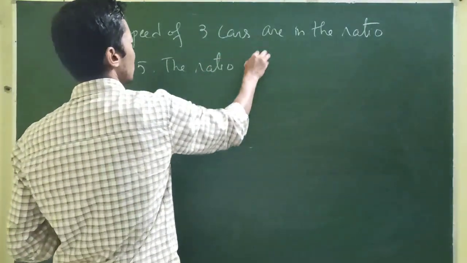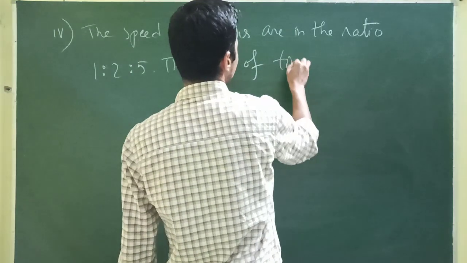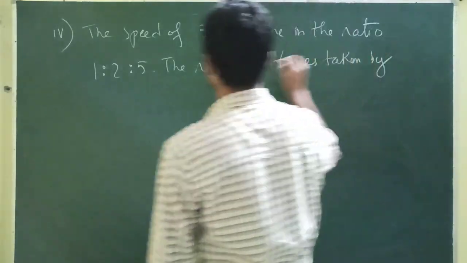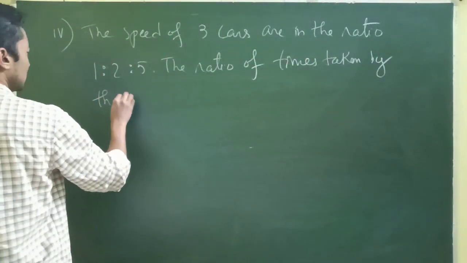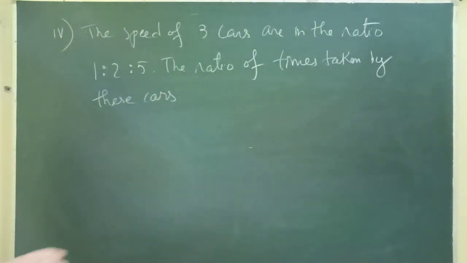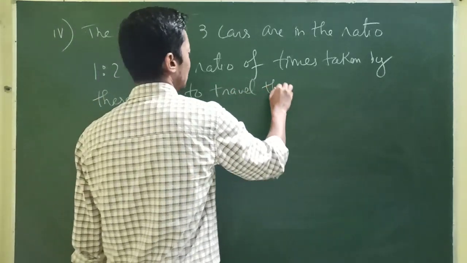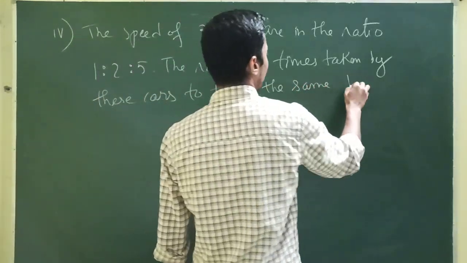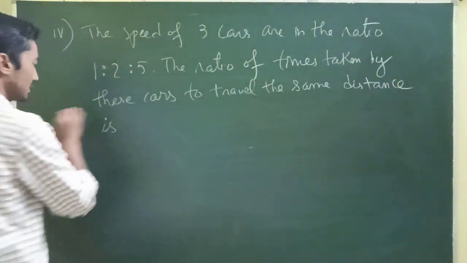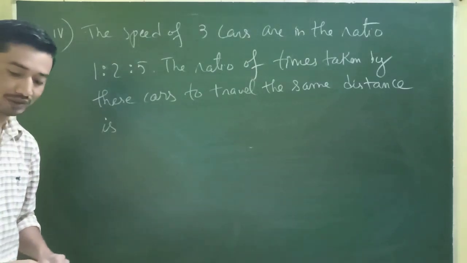What is the ratio of times taken by these cars? Of course the condition here is to travel the same distance. Of course it can be extended to 3 also, 4 also, 5 also.